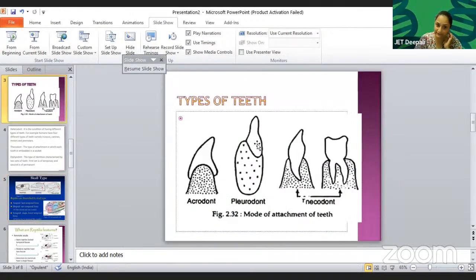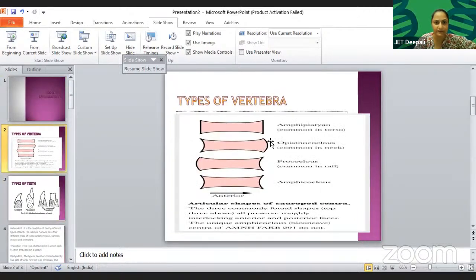And see, these are the teeth patterns: pleurodont teeth, acrodont teeth. And what is the vertebra? See, this is procoelous, one part is concave, one is convex. Amphicoelous, both parts are concave. We use this word again and again, but you should know what an amphicoelous vertebra is: concave from both sides. What is procoelous? Convex on one side, concave on the other side. This is called procoelous.